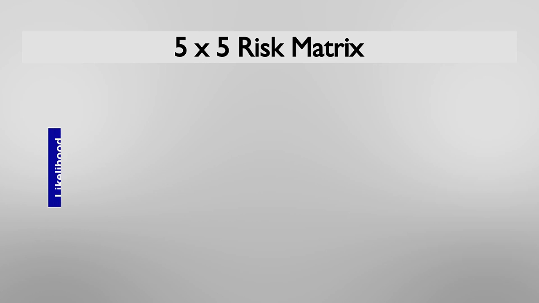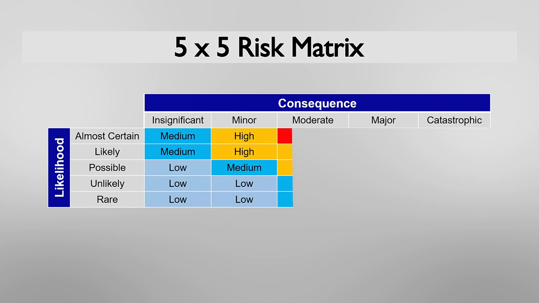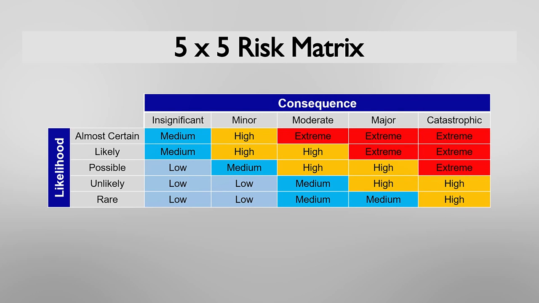Now, once we have a defined likelihood and consequence category for each risk event, we then use the risk matrix to determine what is known as the risk factor. The most common approach is to evaluate risks using a 5x5 risk matrix, meaning there are 5 definitions of likelihood and 5 definitions of consequence that are used in a table form to correspond to what is known as the risk factor. Although clients may use different terms, risk factors are typically defined as low, medium, high, and extreme.